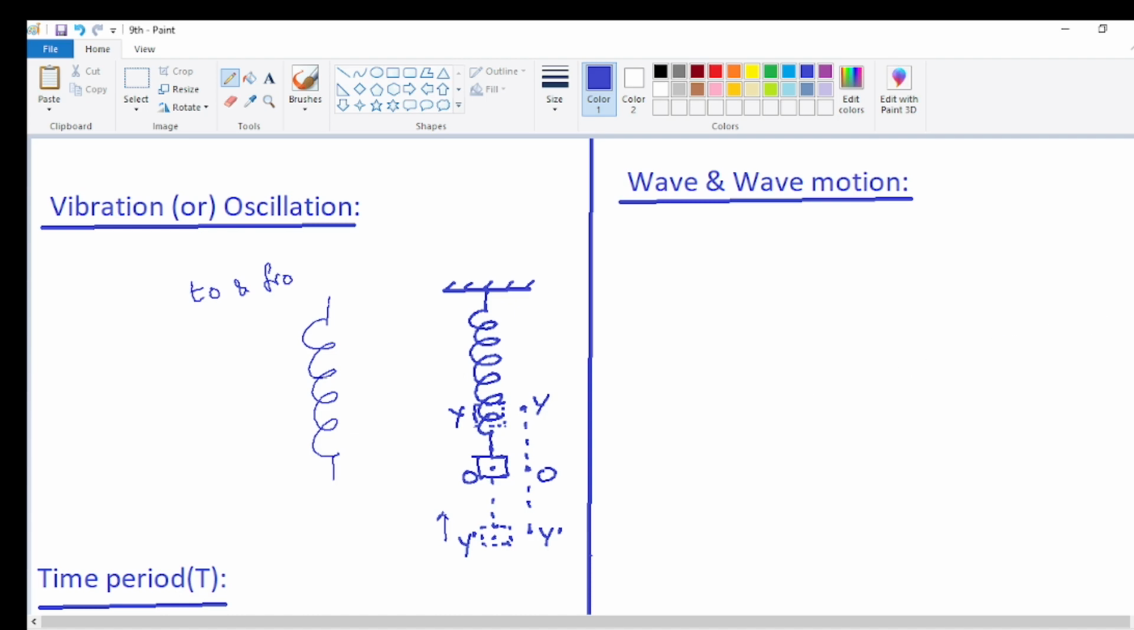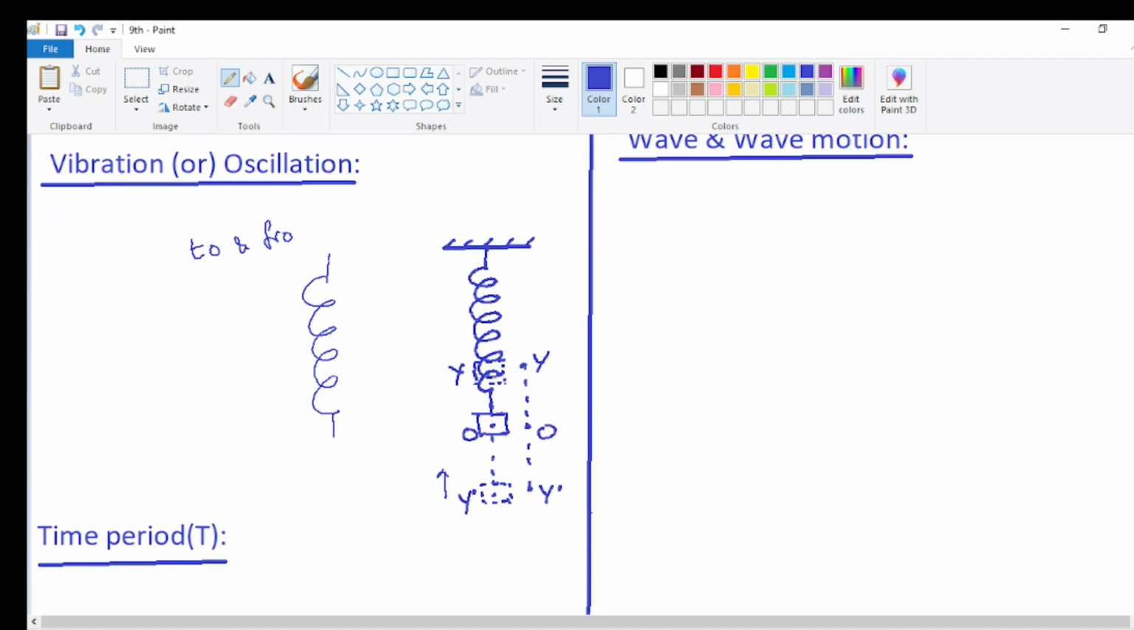So thus we have the complete meaning of the vibratory and oscillatory motion. So what is the definition of vibratory and oscillatory motion? The definition is very simple. To and fro motion of a body due to an elastic force acting on the body itself is called as vibratory motion or oscillatory motion.